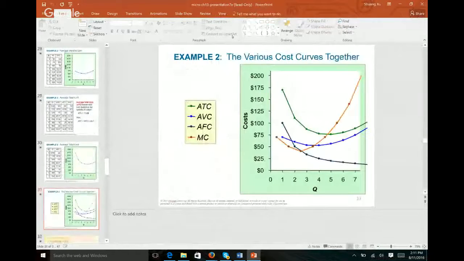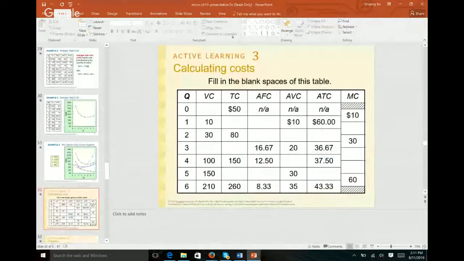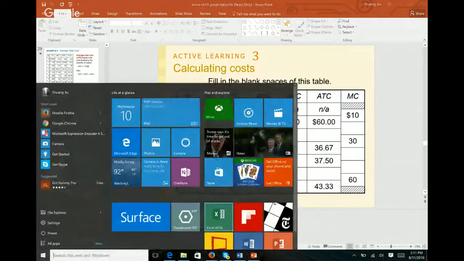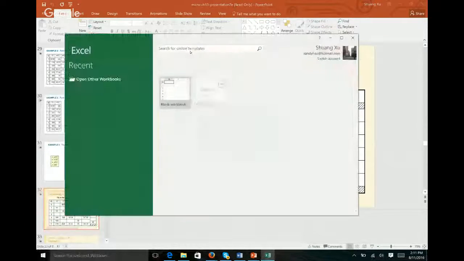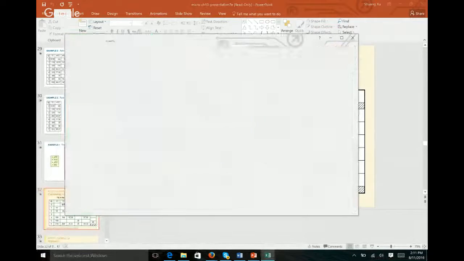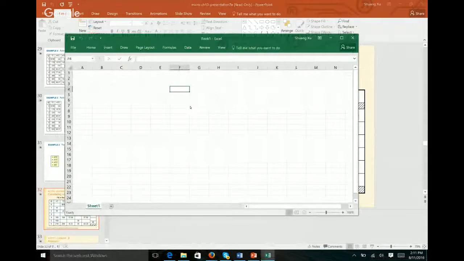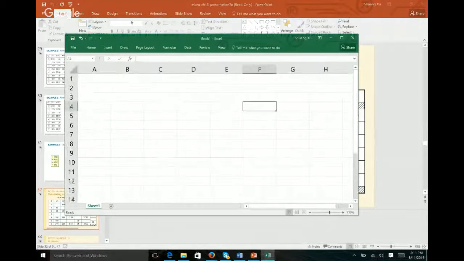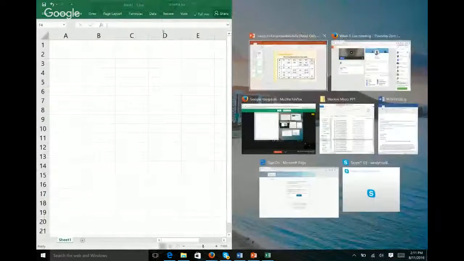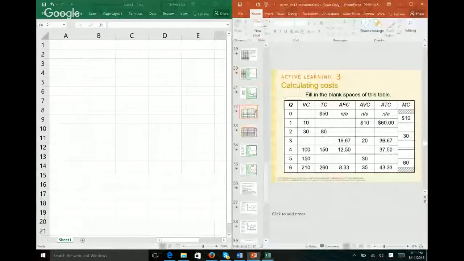Let me find an example we can work on. Okay, let's try this one. All right, guys, if you have your computer with you, open a spreadsheet, and we can do this problem together on a spreadsheet. I'm just going to copy the information into my spreadsheet.